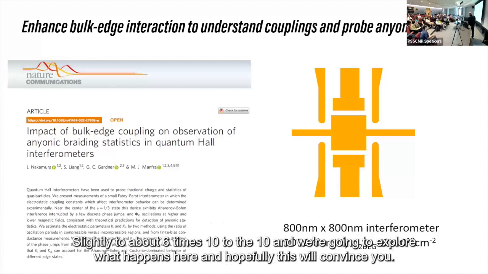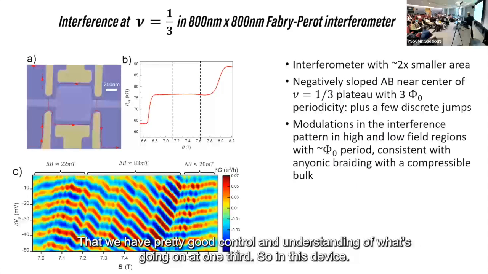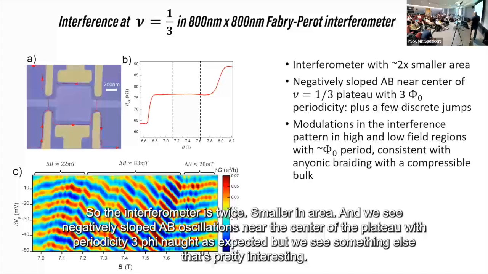The density is reduced slightly to about 6 times 10 to the 10, and we're going to explore what happens here, and hopefully this will convince you that we have pretty good control and understanding of what's going on at 1/3. So in this device, it's the same type of device, it's just smaller, and now we're working in a range of magnetic field. Here's the 1/3 plateau in the bulk measured right next door to the interferometer. We're down around 7 to 7.5 Tesla. So the interferometer is twice smaller in area.